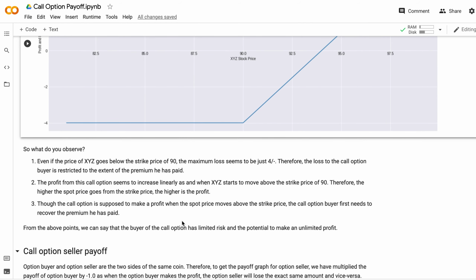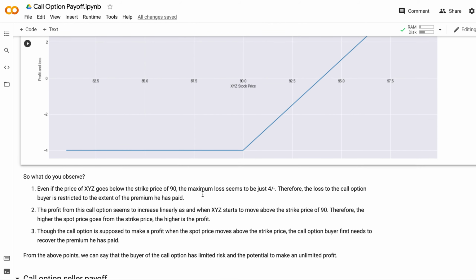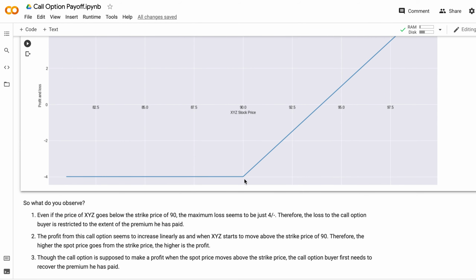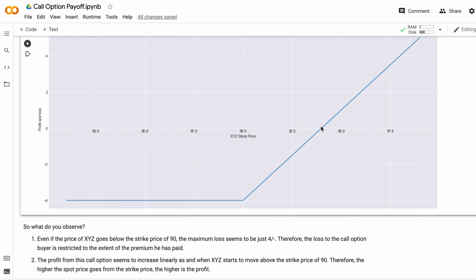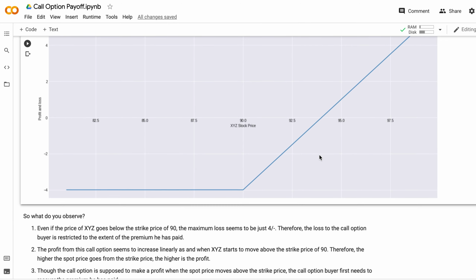The profit from this call option seems to increase linearly as XYZ starts to move above the strike price of 90. Therefore, the higher the spot price goes from the strike price, the higher is the profit, right? So you see it slowly increasing, and the break even must be around 94. You can obviously calculate the exact number. Here you have zero loss and zero gain. But if the value of the stock goes above that value, you are now in the green zone and everything is your profit. The profit is a linear increase.